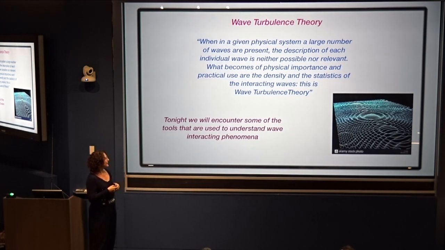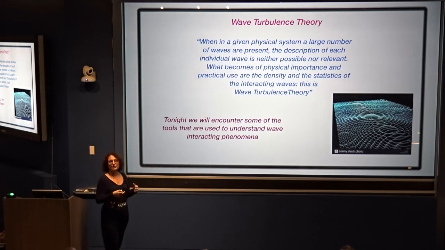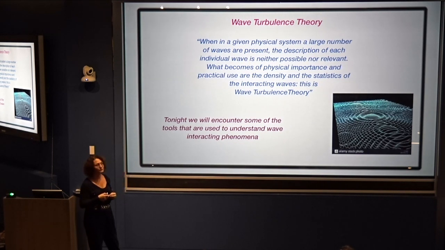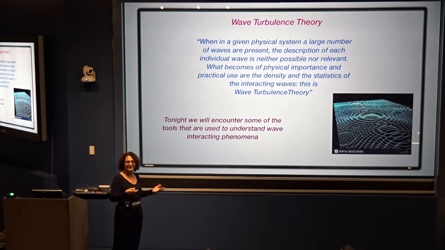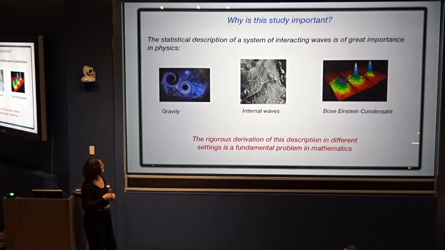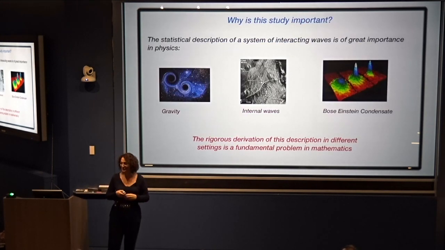So tonight we will encounter some of the tools that we mathematicians use in order to give a mathematical theory. Of course, there is very, very rich physics around wave turbulence that puts together experimentation, both physical experimentation and numerical experimentation and so on. And then there are the mathematicians that try to put on a solid background what the physicists tell us happens. So I'm going to just give you more pictures.